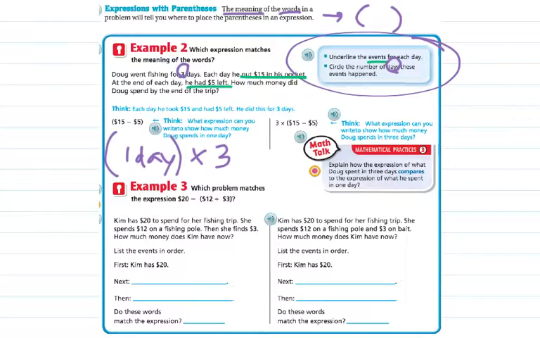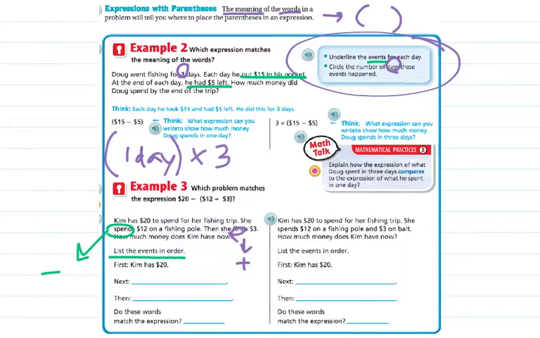Which problem matches the expression $20 minus parentheses $12 plus $3 and parentheses? So we're going to read these two situations and we're going to figure out which belongs to which. It says Kim has $20 to spend for her fishing trip. She spends $12 on a fishing pole. Then she finds $3. How much money does Kim have now? So if she finds, boys and girls, we know she's adding to her money pile. If she spends, boys and girls, we know she's subtracting money from what she has.